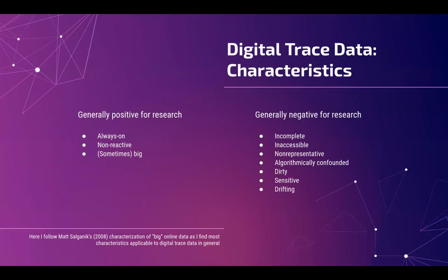There are characteristics, and here the characterization of the same applies, in my opinion, to a lot of other digital trace data. So there are characteristics that are positive and conducive, and characteristics that are negative for research. Positive ones include that it is always on. So essentially, you can always get Twitter data. You can collect it at a certain time.